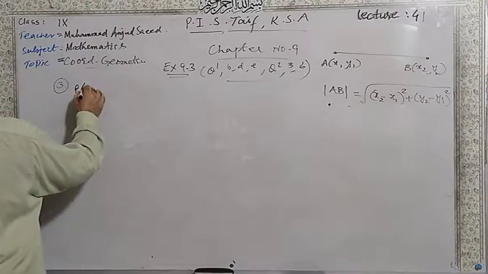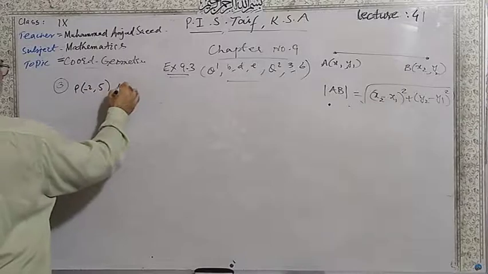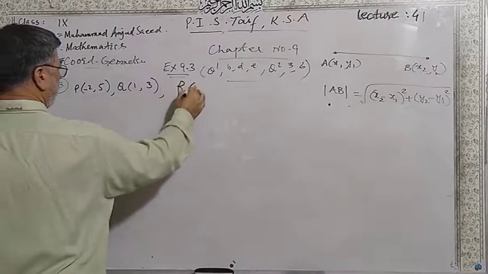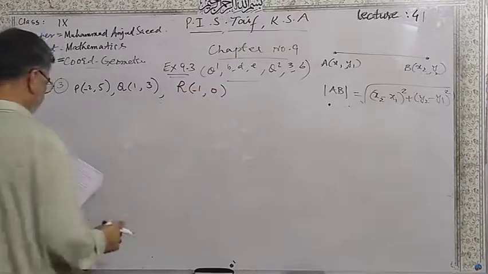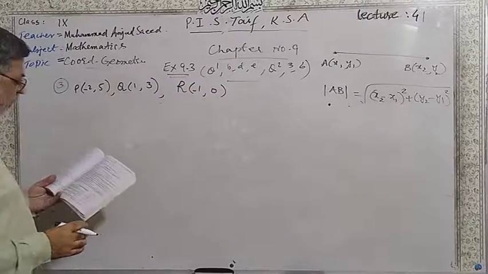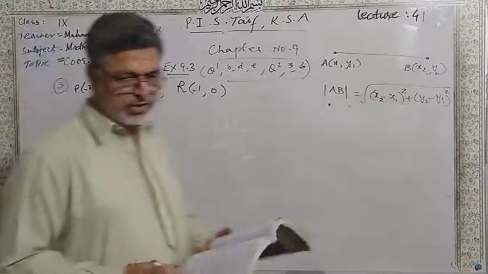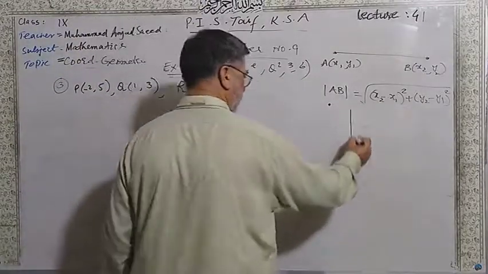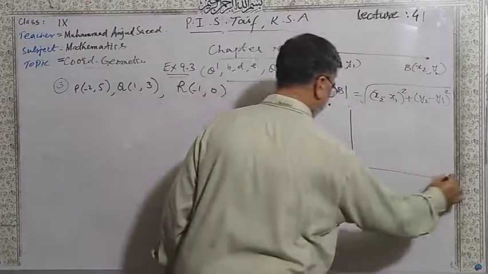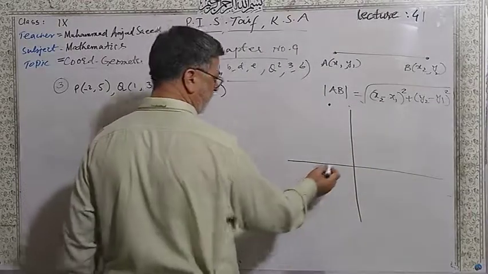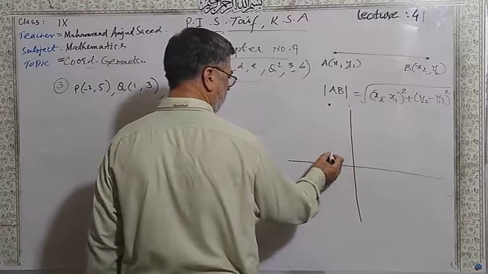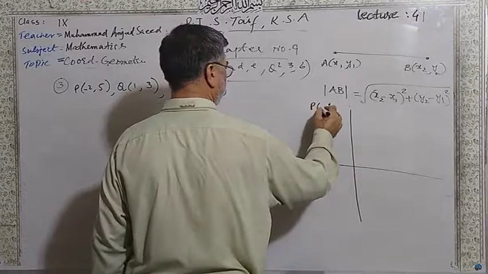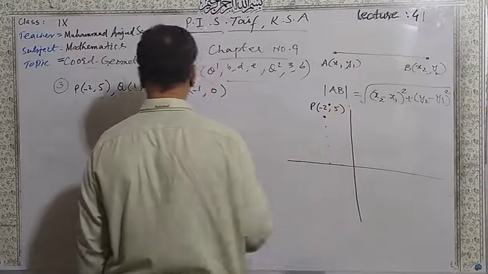P is (-2, 5), Q is (1, 3), and R is (-1, 0). Now you will draw a rough sketch like this. Here is (-2, 5), marked up on the axes. This is P.